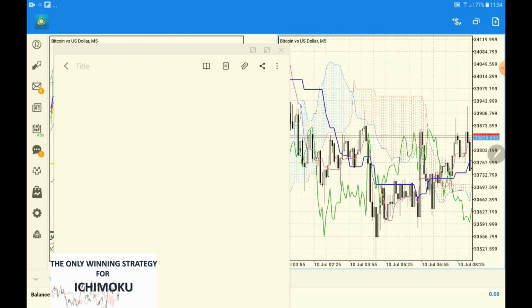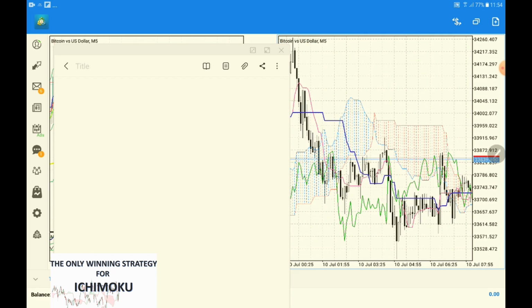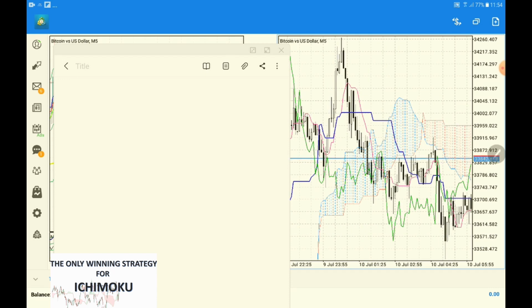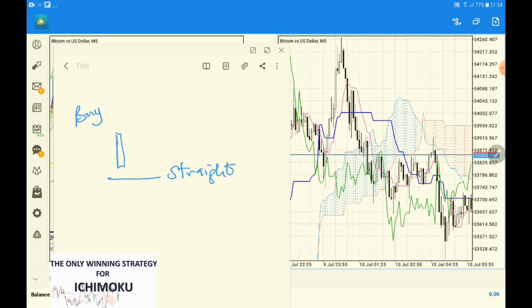Now let's go to the chart. Our main focus is to meet the Kijun-sen in a straight horizontal line. We want to meet the Kijun-sen in a straight horizontal line. And then for a buy, we want to see price break through the straight horizontal Kijun-sen line and then come right up and close above it.